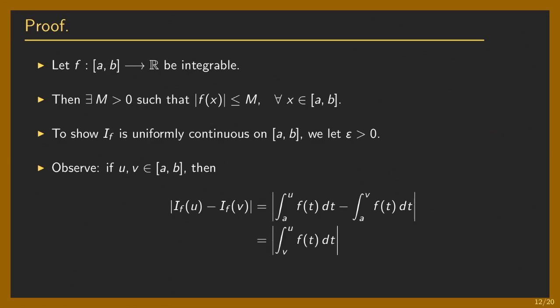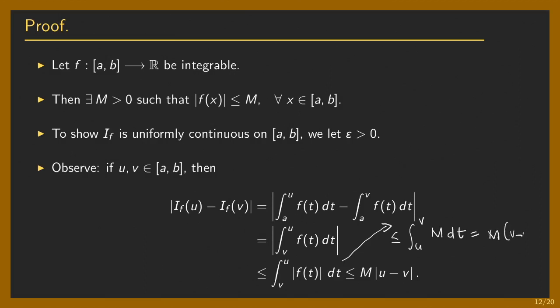Now, I'm going to use at this point the triangle inequality for integrals. Do you remember that? That the absolute value of the integral is less than or equal to the integral of the absolute value, like so. In our case, f of x for all x has an absolute value less than or equal to m. So, by monotonicity, this integral is less than or equal to the integral of m times dt. If we evaluate this integral, this is m times v minus u, right?